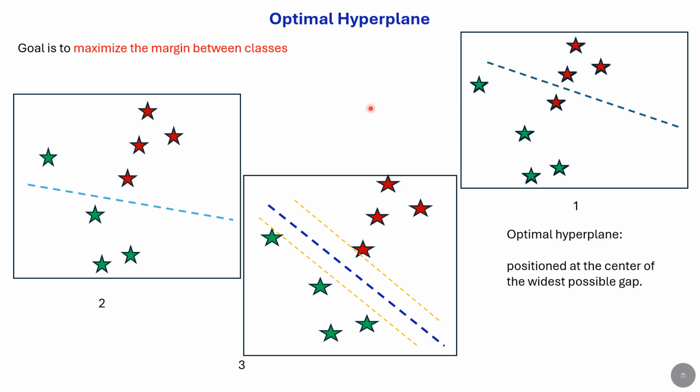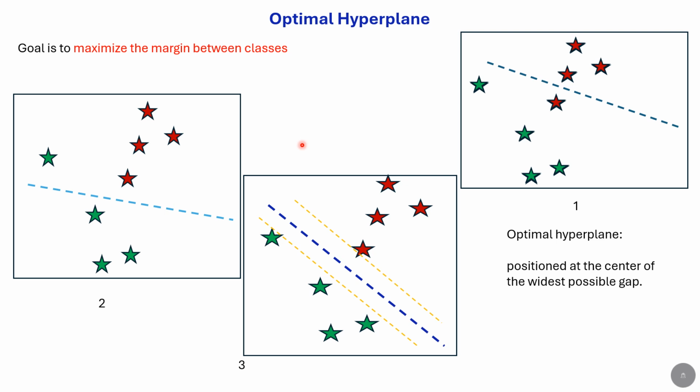What is the optimal hyperplane? Here we have three diagrams. There are two types of data points. One is in red and the other one is in green. In order to classify them, we need a hyperplane. In the first diagram, the hyperplane marked in blue line does not correctly separate them. One red point is misclassified. Same thing in the second diagram. One green point is misclassified. But in the third diagram, we have perfectly classified all points.